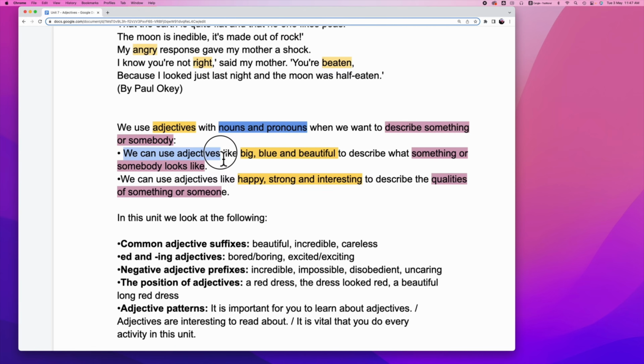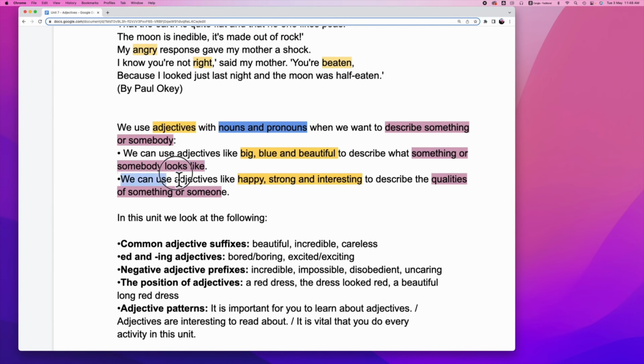We can use adjectives like big, blue, and beautiful to tell more about what something or somebody looks like. And we can also use other types of adjectives like this. We use adjectives like happy, strong, and interesting to describe qualities of something or someone. The quality of a blue item will also be expressed by adjectives. Then what will this chapter cover? Let's take a look.